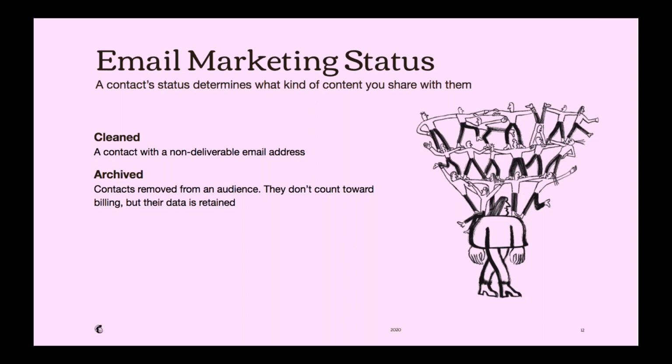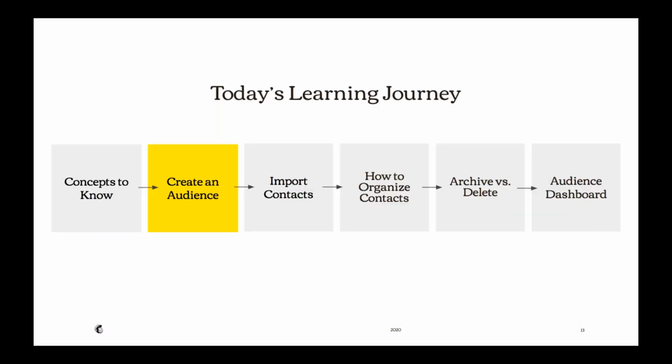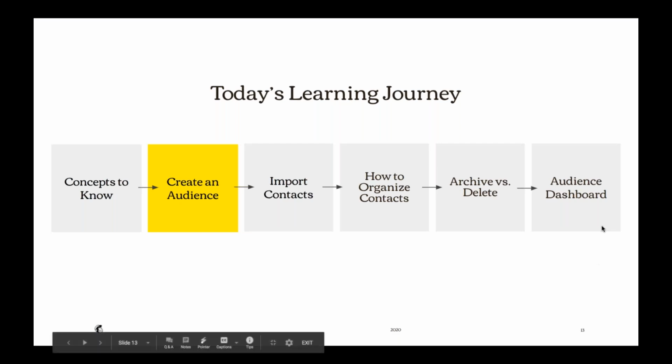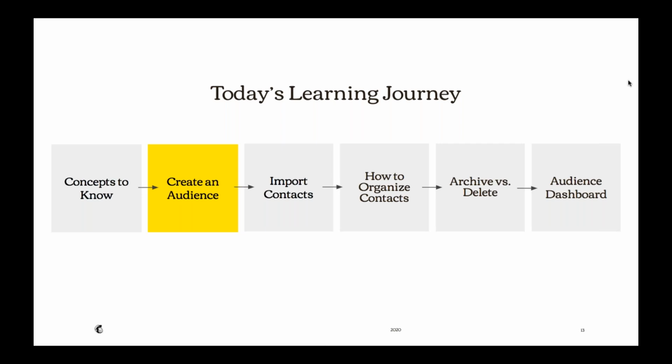Now you might be wondering what these statuses mean in terms of sending campaigns. When it comes to email marketing, you're only able to email subscribed contacts in your audience. But for other marketing channels like ads or postcards, you can reach contacts who have unsubscribed or are non-subscribed within your audience. We've talked through foundational audience concepts and different contact statuses. So now let's head into our Mailchimp account and go through the process of creating an audience together.